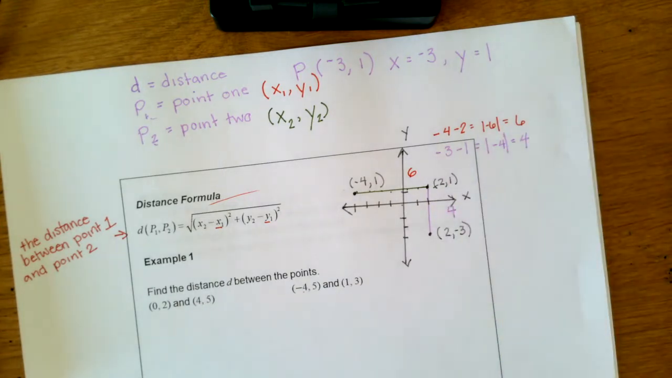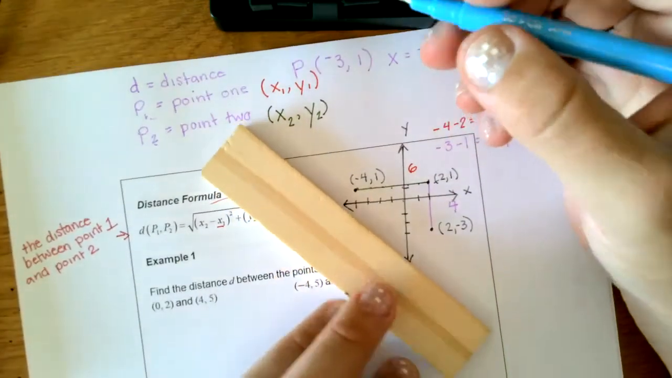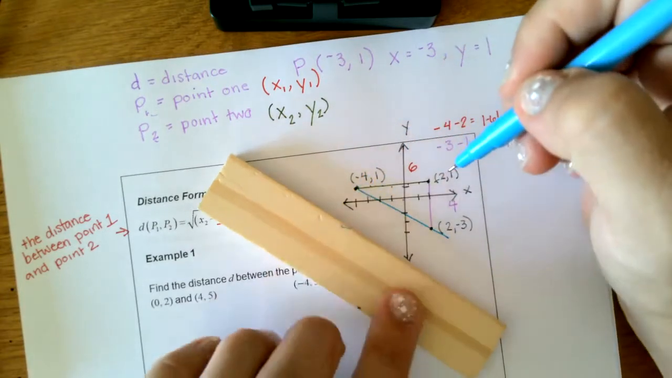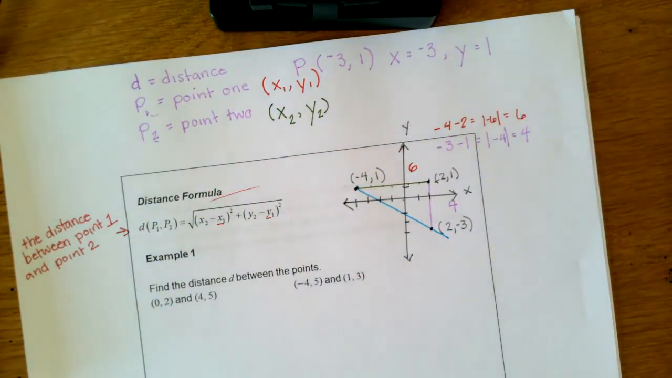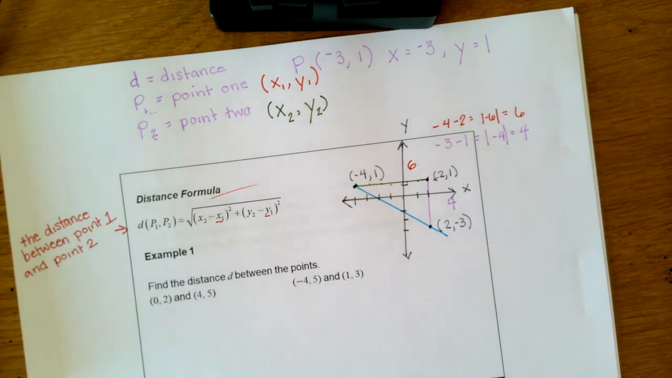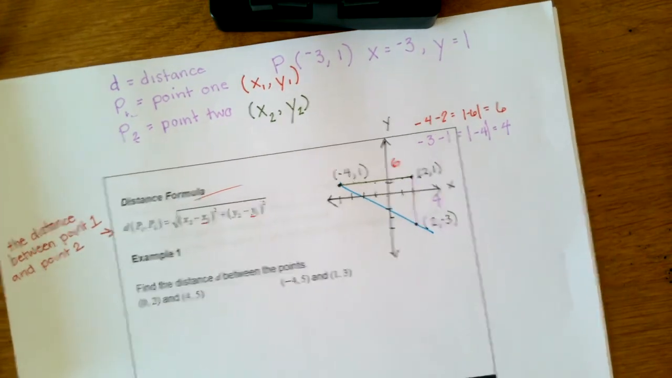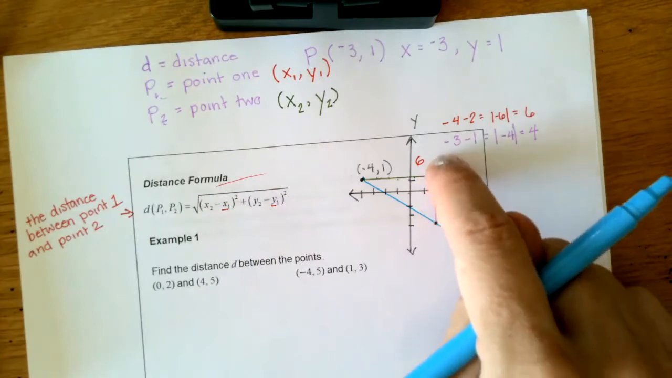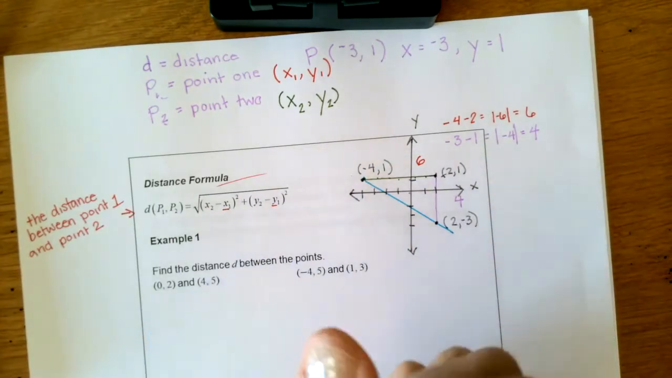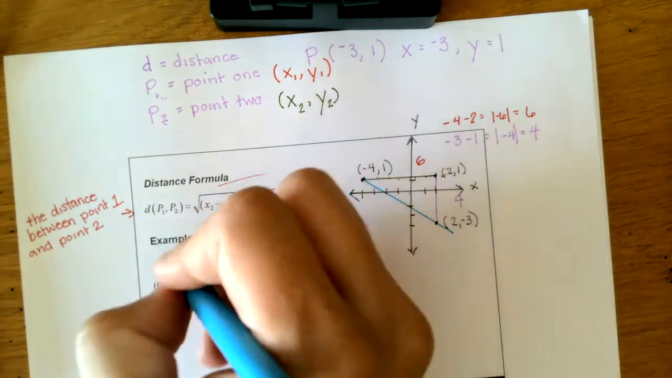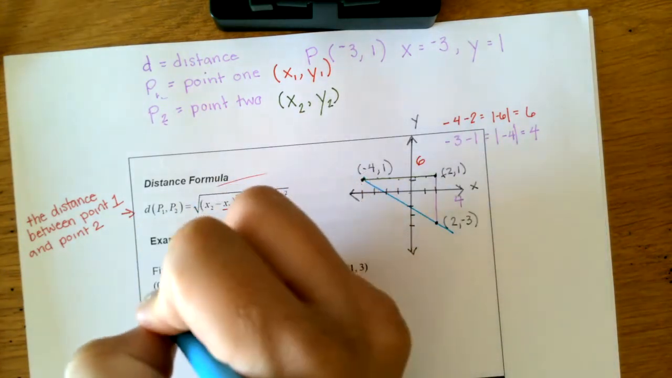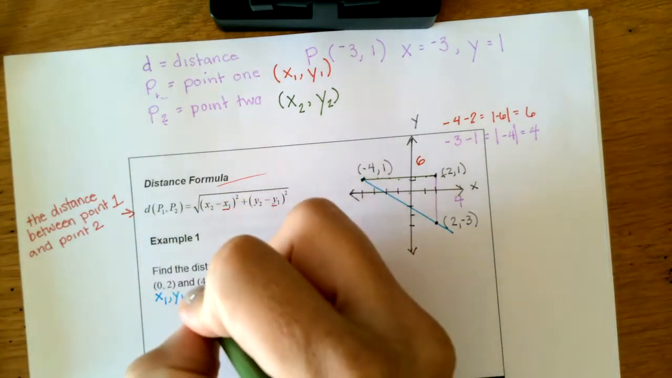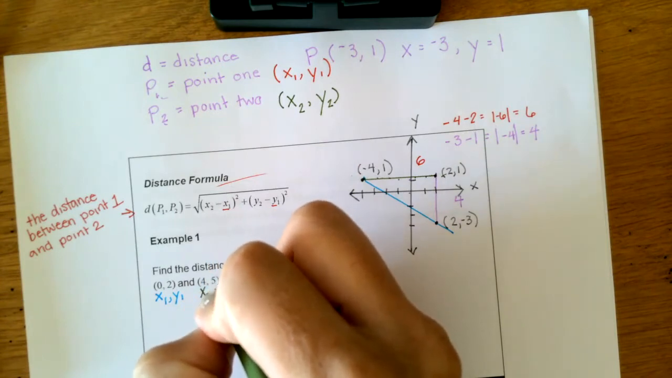Okay, but what about this one? This one we cannot just count if it's not straight. So the distance formula is for a situation where you don't have a vertical line or a horizontal line, your line is at an angle and you need to find the distance. All right, so let's use the formula. The formula will work for a straight line too. Use the formula to find the distance between the points. Let's just call this point 1. So I'm going to say this is x1, y1. Okay. Call this point 2. So this is x2, y2.